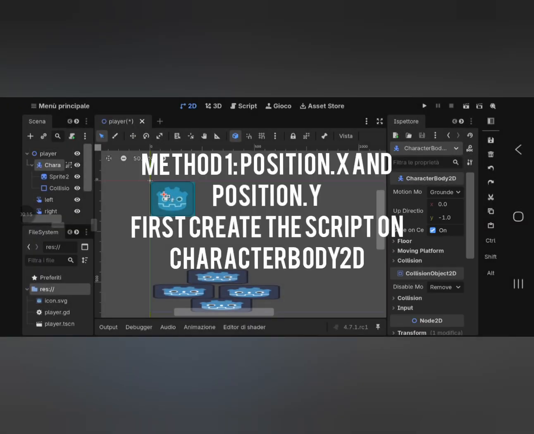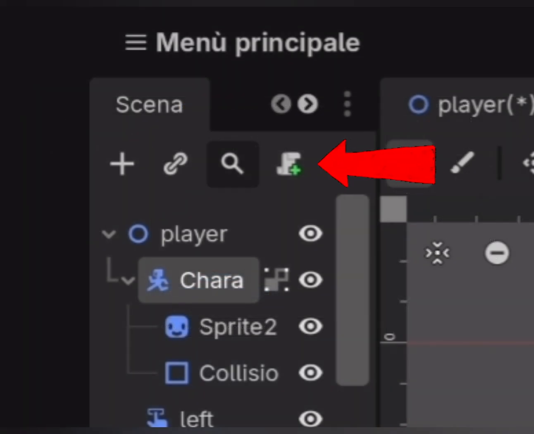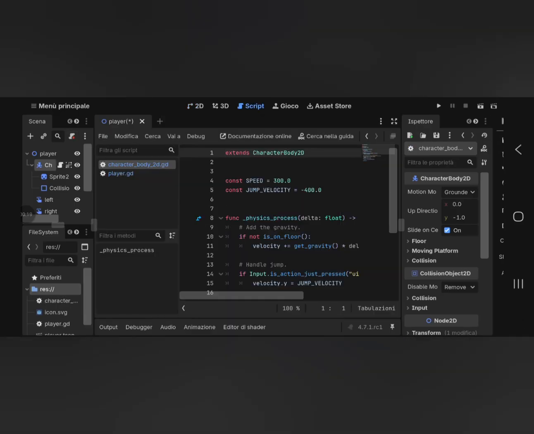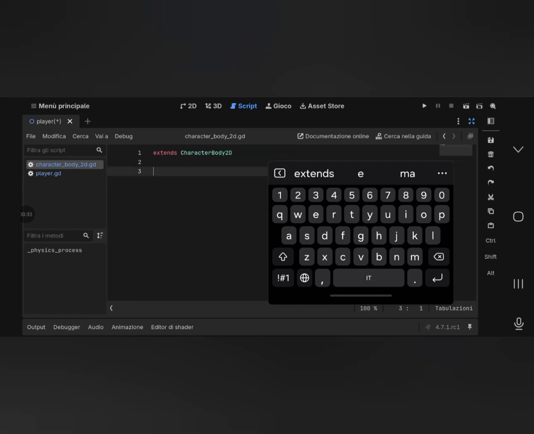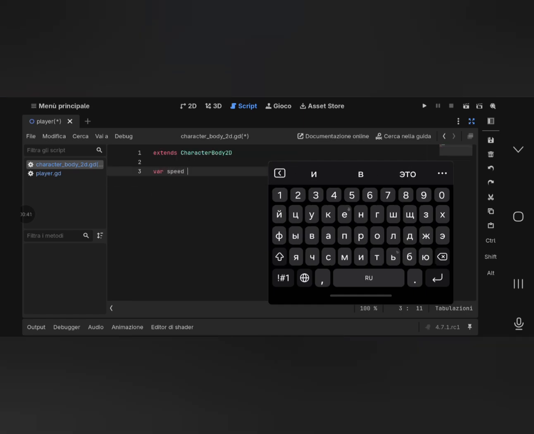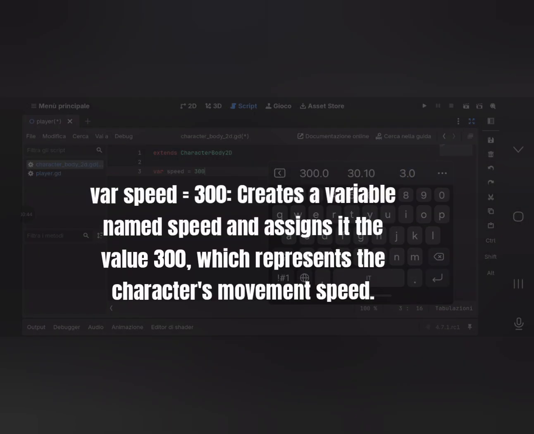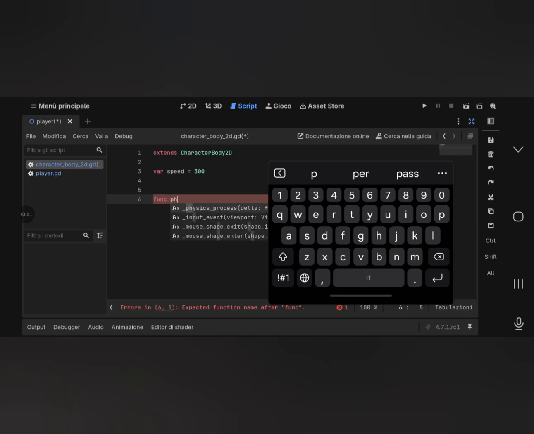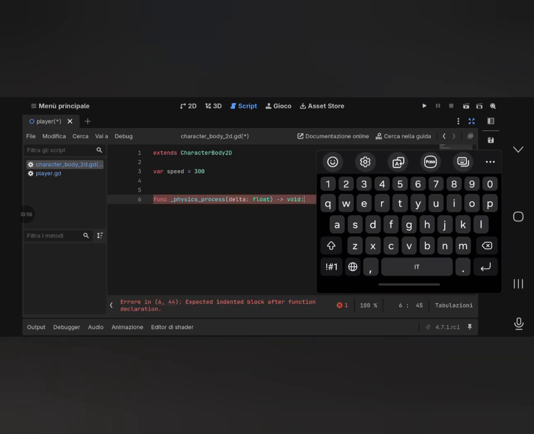Method 1. Position X and position Y. First, create the script on CharacterBody2D. var speed = 300 creates a variable named speed and assigns it the value 300, which represents the character's movement speed.